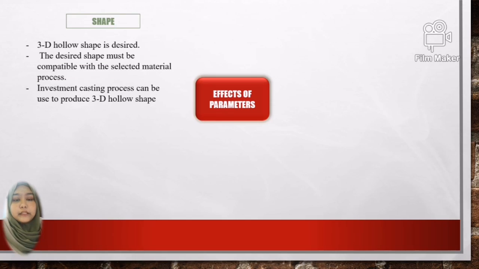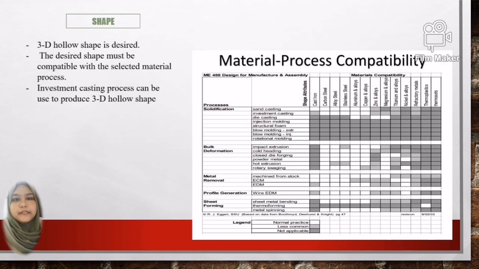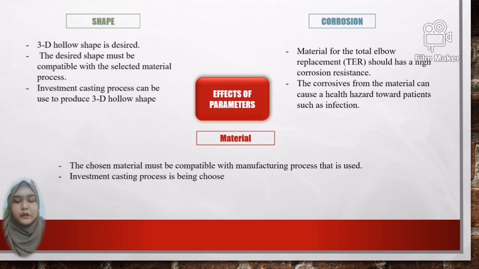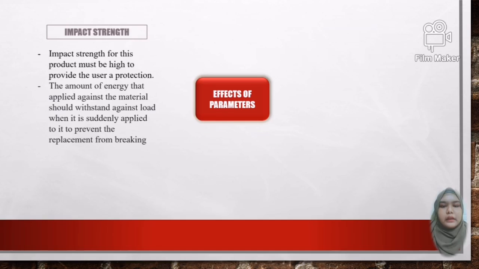The third parameter is shape. In this product, a 3D hollow shape is desired and it must be compatible with the selected material process. From this picture, the investment casting process can be used to produce a 3D hollow shape. The next parameter is corrosion. The selected material should have a high corrosion resistance, as corrosives from the material can cause a health problem towards the user. The fifth parameter is impact strength.